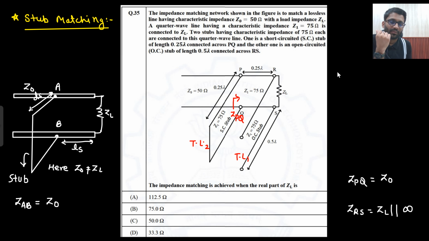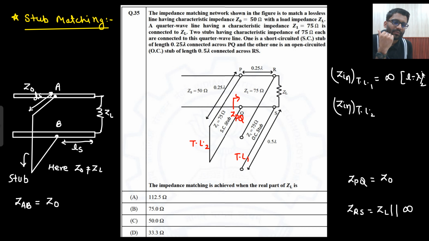So Z in for transmission line 1 was equal to infinity. What will be Z in for transmission line 2? Why is it infinity? Because the length is lambda by 2. Now the length is lambda by 4, so what will be the formula? Z naught square by ZL.